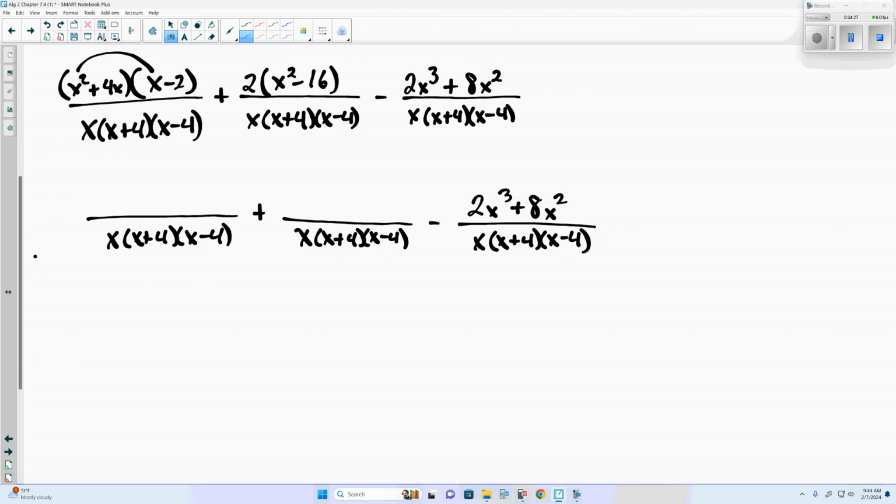X squared times x is x to the third. X squared times negative 2 is negative 2x squared. 4x times x is plus 4x squared, and 4x times negative 2 is negative 8x. Questions on that first rational expression?